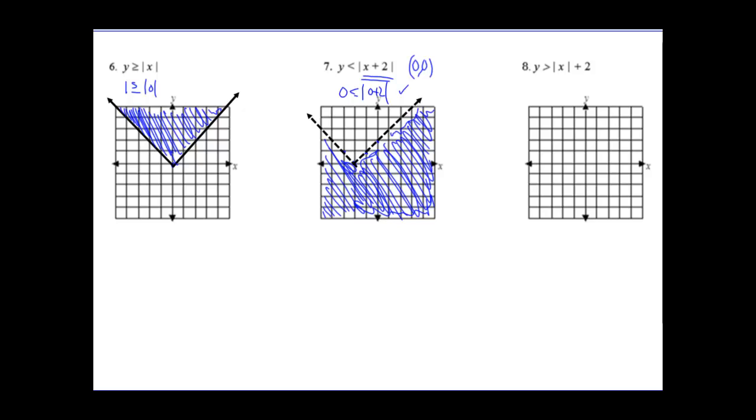Number 8. Notice there was no shift inside the absolute value, so it did not shift left or right. It only went up 2, so the vertex moves from 0, 0 to 0, 2. And then when we check 0, 0, you get a false statement. So we cannot shade the side of the 0, 0. We shade inside the V.